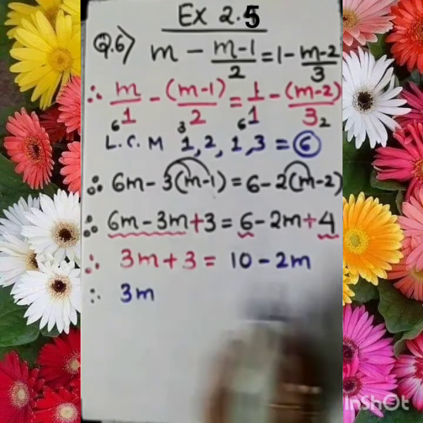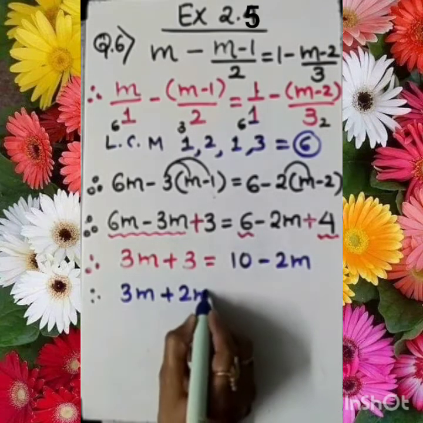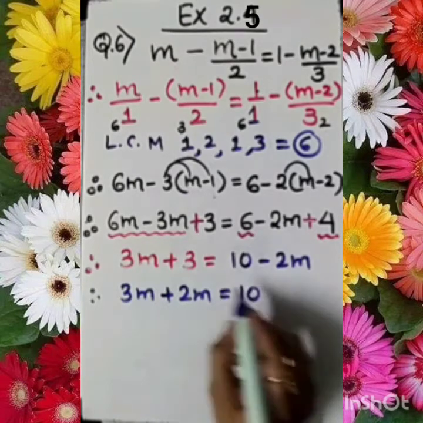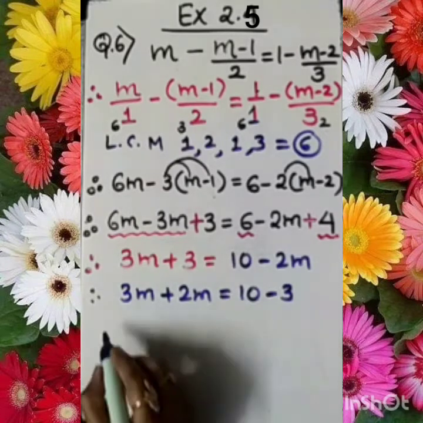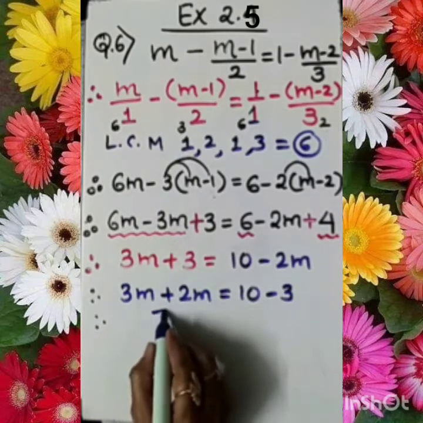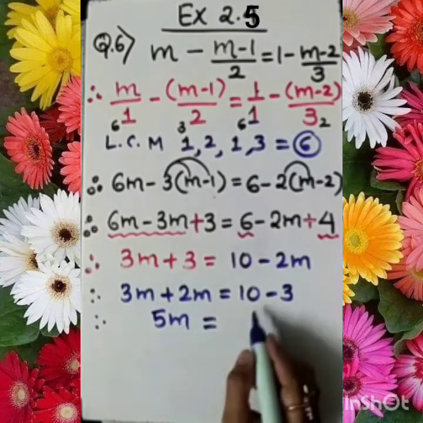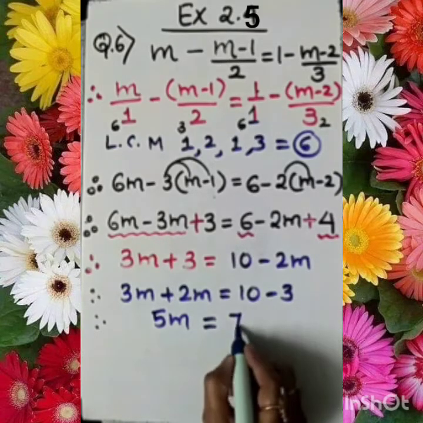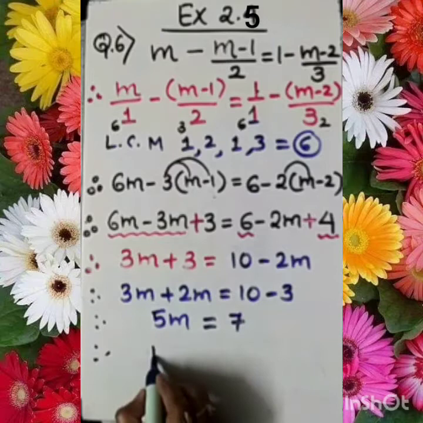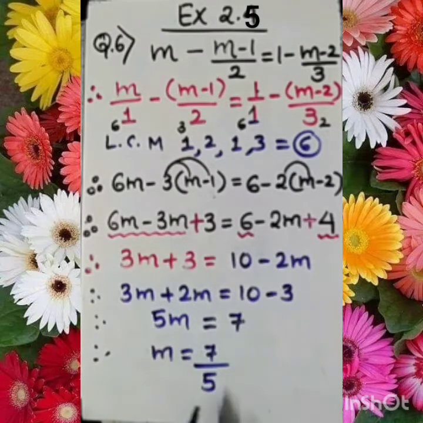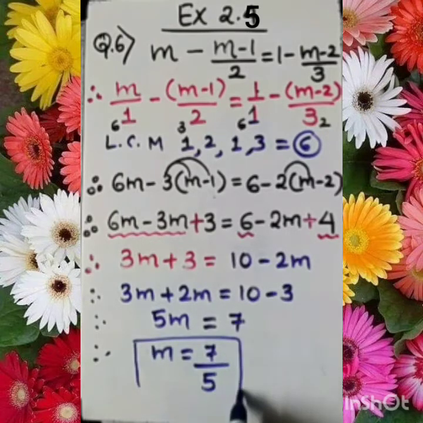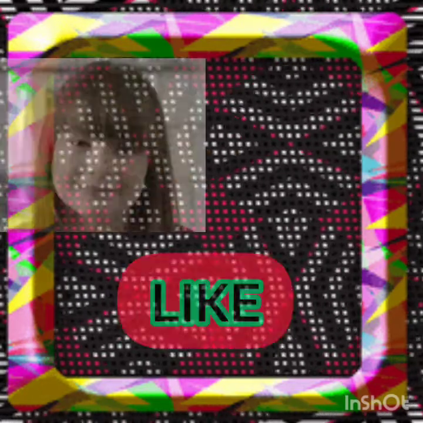Let me bring this 2m to this side. So it is becoming plus 2m. This plus 3 I am bringing to that side. So it is becoming minus 3. Therefore, 3m plus 2m is 5m. That is equal to 10 minus 3, 7. Therefore, the value of m is 7 upon 5. This 5 we will consider as a denominator. So, this is the value of m equal to 7 by 5. So, it is quite easy.